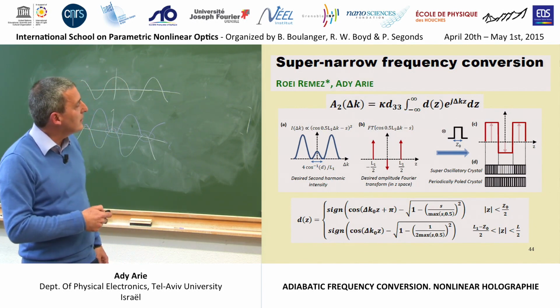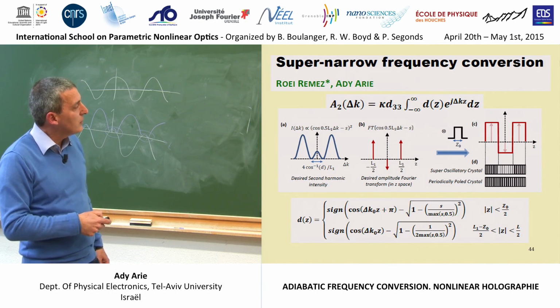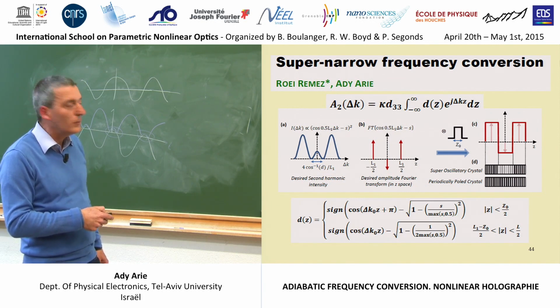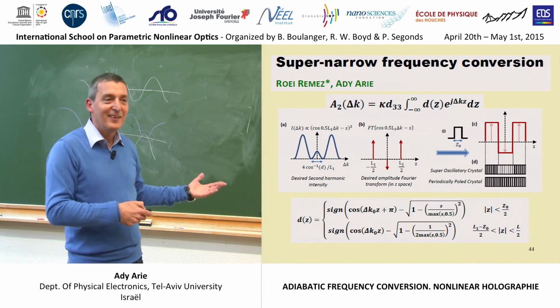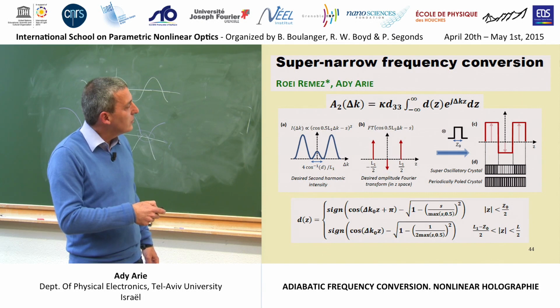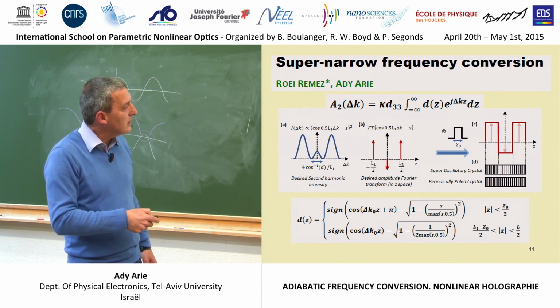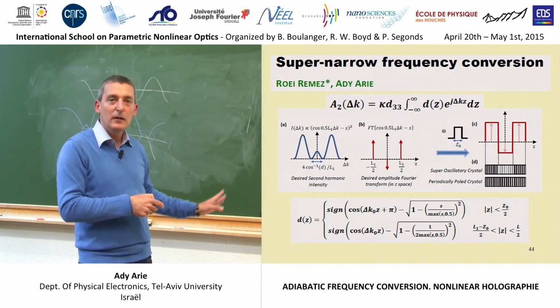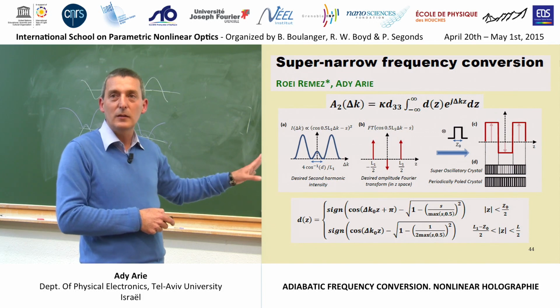This is this shifted cosine. In fact, the Fourier transform of this cosine looks like this, but I cannot use a delta function for nonlinear modulation. So I just do a convolution with some rect function, and this is already the modulation of the crystal. This will be a super oscillating crystal.